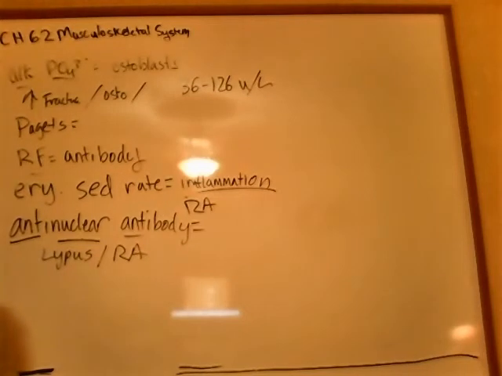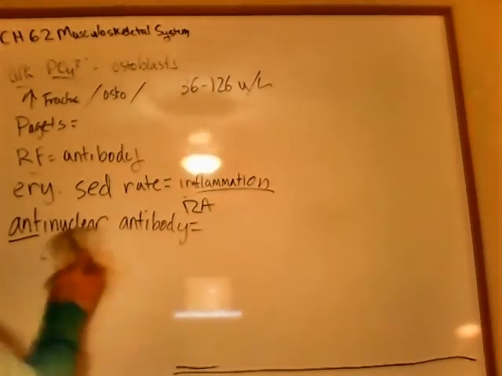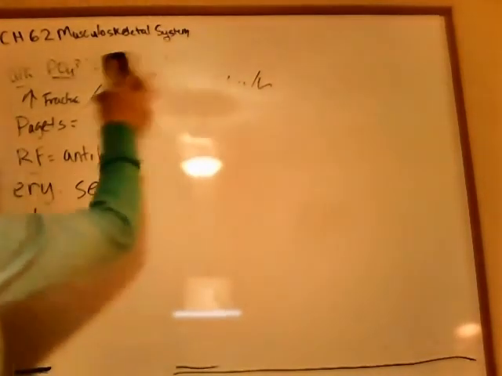Anti-DNA, I wonder what that is. The anti-DNA antibody is going to react to the DNA, and again, lupus and rheumatoid arthritis are immune. So the anti-DNA antibody is seen a lot in lupus.